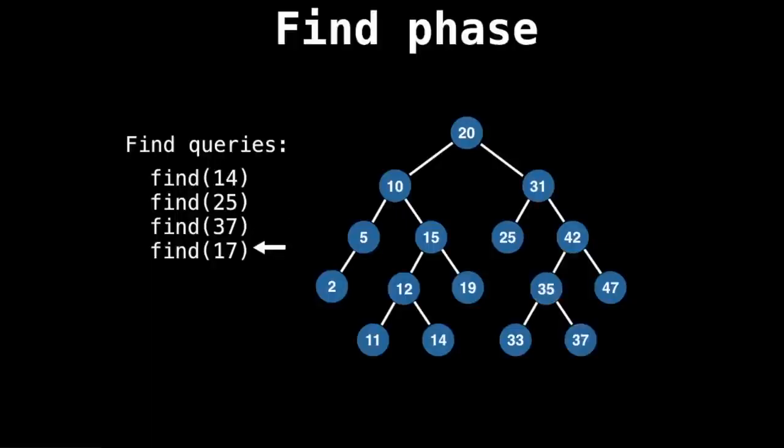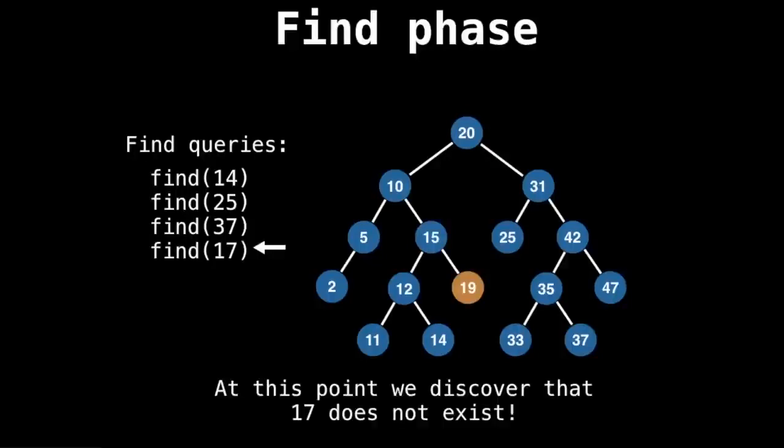Alright, now let's have a look at 17. So 17 should be on the left. Now we should go right. Then we should go right again. And, oh, we've hit a point where we know that 17 does not exist in our tree. So that's another possibility. The value simply doesn't exist. Because we would go to the left of 19, and the left of 19 is a null node, and a null node means we haven't found the value we're looking for.